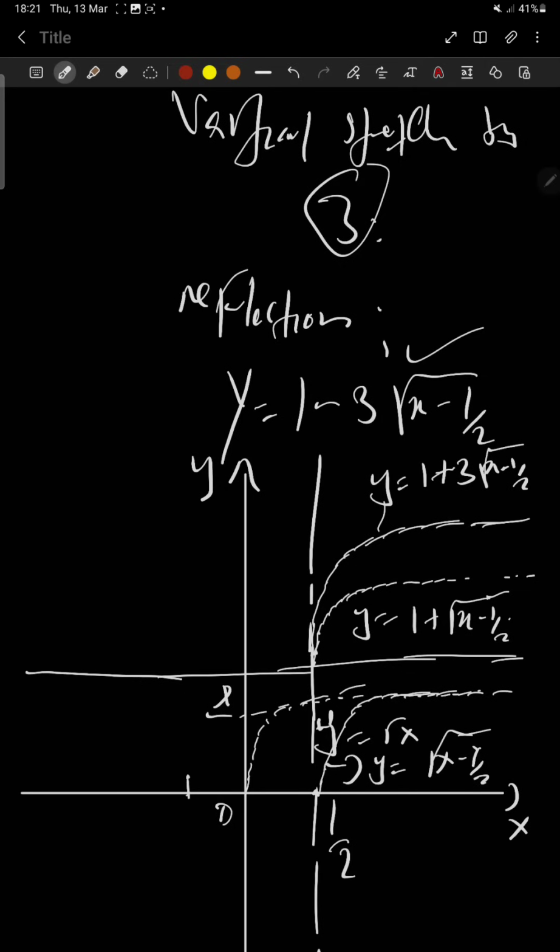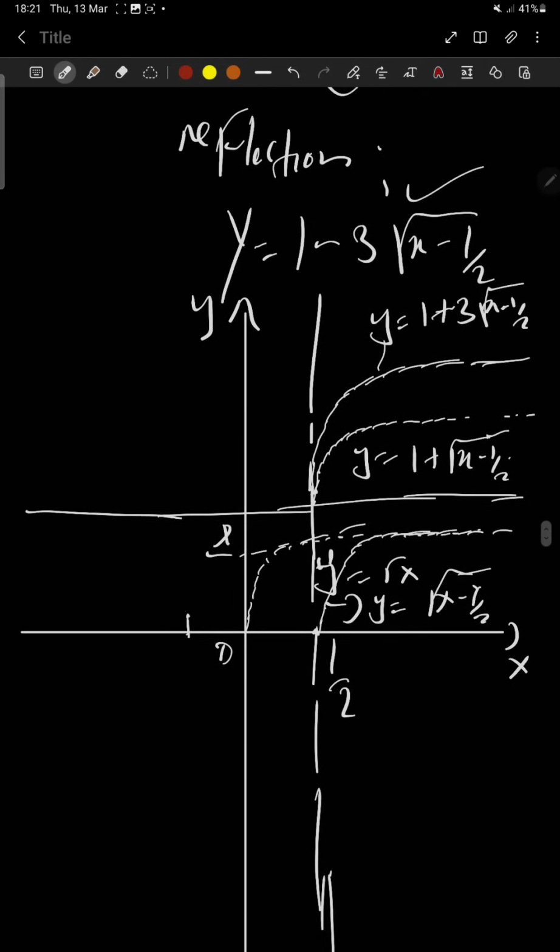We go to reflection now. So how is it going to reflect? This is what will happen. This one will just reflect like that. So this is a graph. Instead of this, it will just reflect down. Okay, it will reflect down, like that.